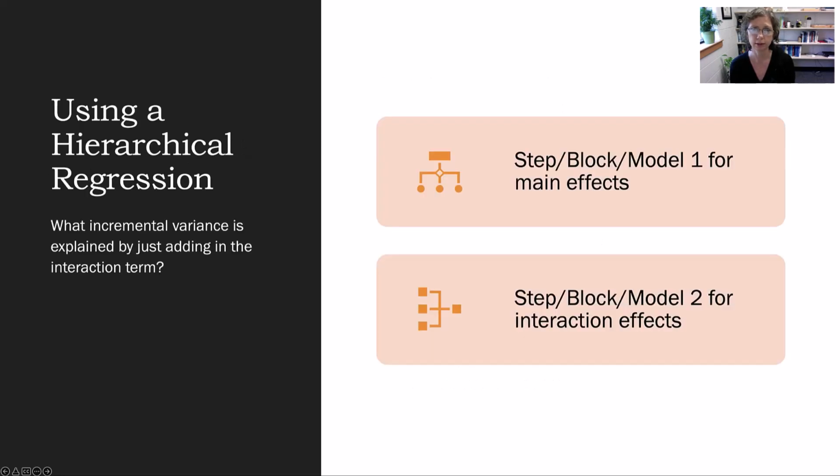Another new skill, or repeat of our hierarchical skills, is we want the partial F test. We want to know the additional variance explained by the interaction. So we'll put our main effects, just the focal and the moderating predictors, in block 1. And then in block 2, or model 2, we'll put in the multiplication term, the interaction term.